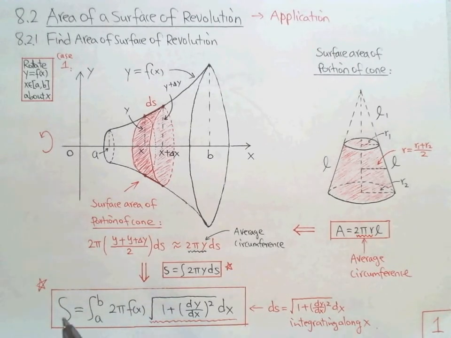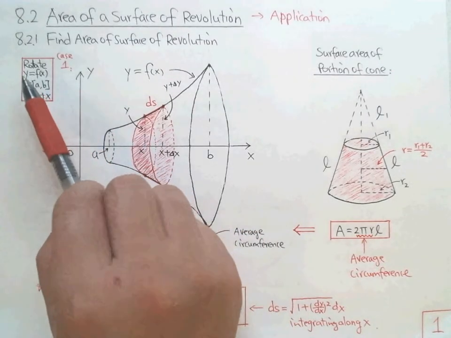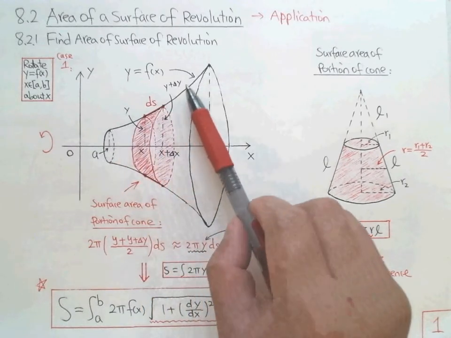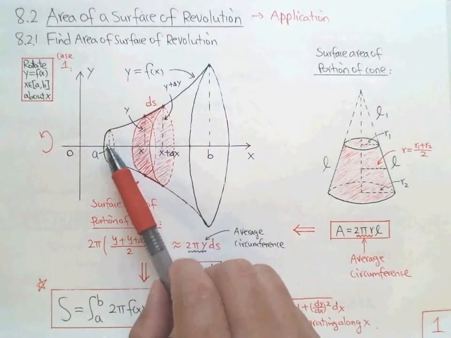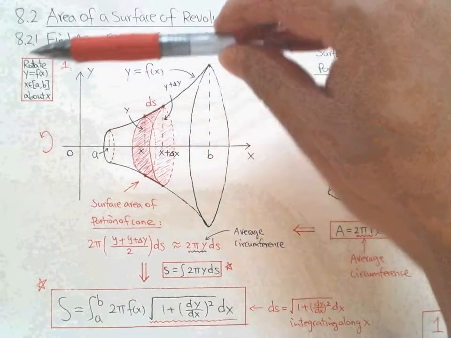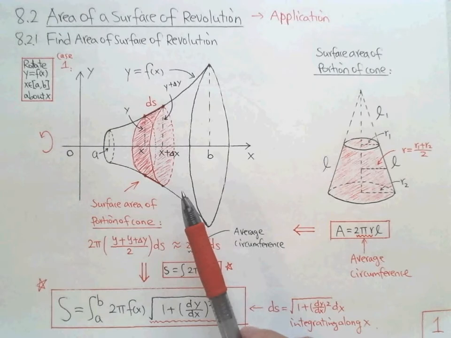The first case is y equals f(x) rotated about x. What does that mean? If we have a function y equals f(x), the domain is from a to b, and this is the curve. Take this curve, rotate it about x, and then we get this kind of graph. And how do we find the area of this surface?